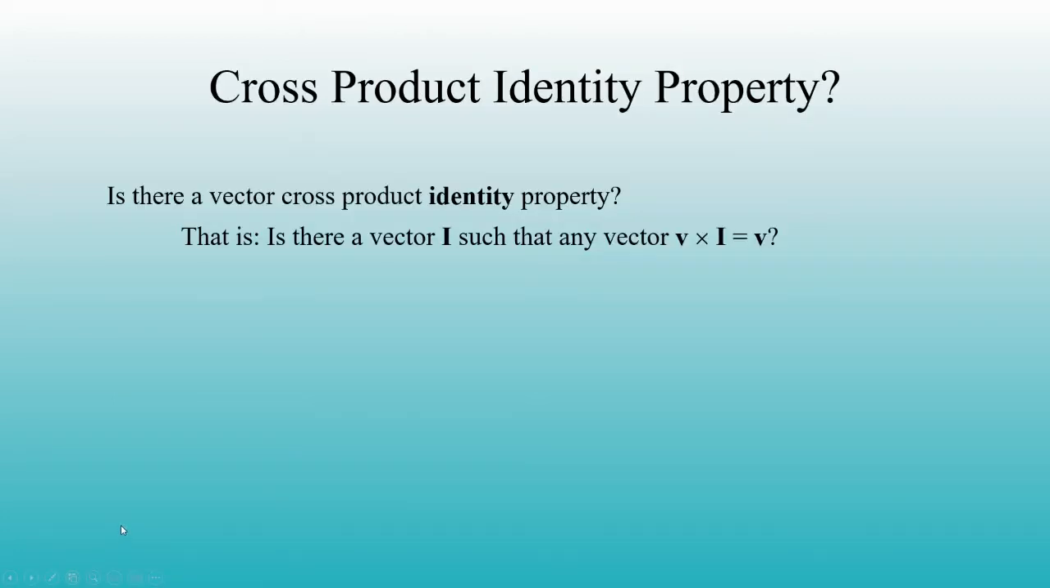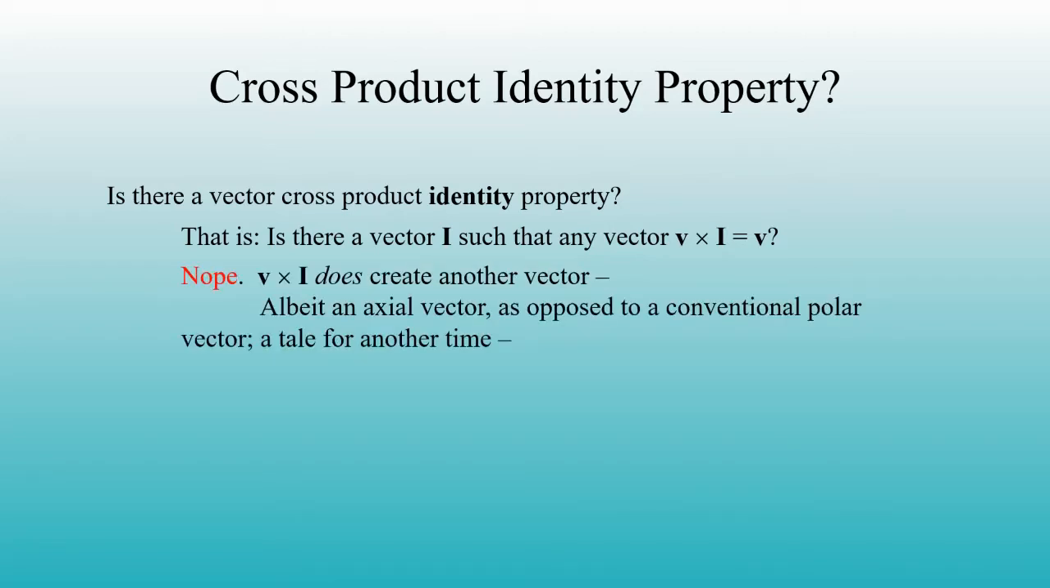Okay, we're not done with cross products yet. We still have to touch on the existence or lack thereof of the identity and inverse properties of cross products. Does the cross product possess an identity? That is, is there a vector I or some other mathematical object I such that v cross I equals v for some arbitrary vector v? The answer is another hard no.